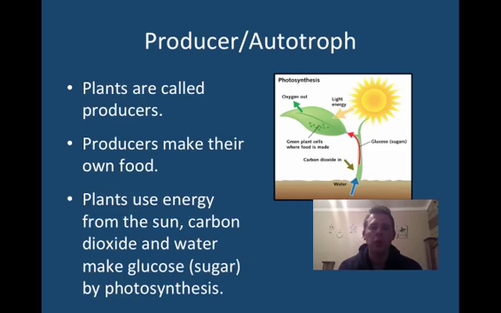Okay. Producer, autotroph. You'll hear the word producer a lot. We're going to start transitioning to the word autotroph. Okay, autotroph, same thing. It's a plant. It's an organism that makes its own food. So we know plants are called producers, and we know that they make their own food. The process is called photosynthesis, which is important. Plants use energy from the sun, carbon dioxide, and water to make glucose, otherwise known as sugar. Okay, that's the process that plants make their own food. So remember, when you hear the word autotroph, those are plants. Okay, auto is a prefix that means self. Troph has to do with food, so they make food themselves.